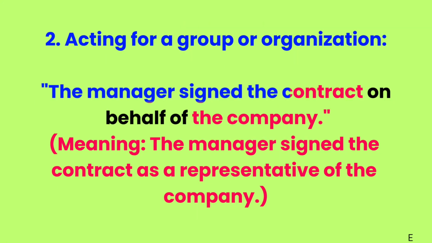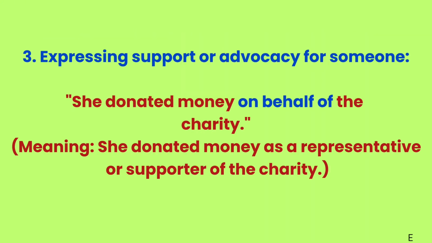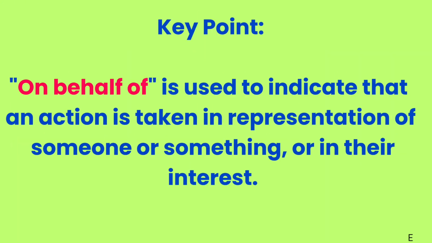2. Acting for a group or organization. The manager signed the contract on behalf of the company. Meaning, the manager signed the contract as a representative of the company. 3. Expressing support or advocacy for someone. She donated money on behalf of the charity. Meaning, she donated money as a representative or supporter of the charity. Key point. On behalf of is used to indicate that an action is taken in representation of someone or something, or in their interest. On schedule.